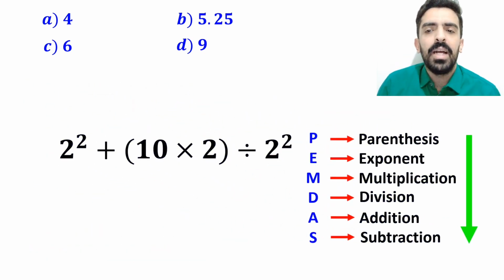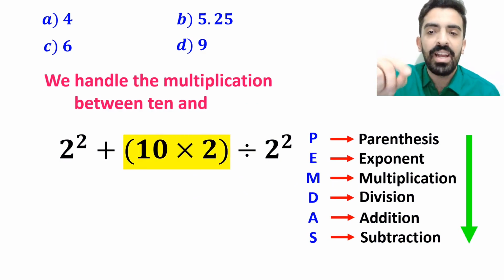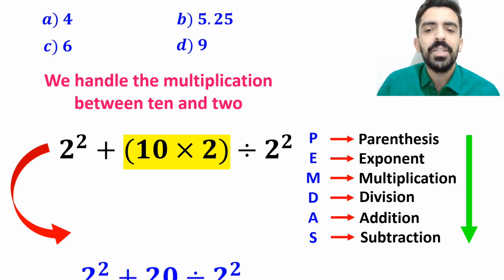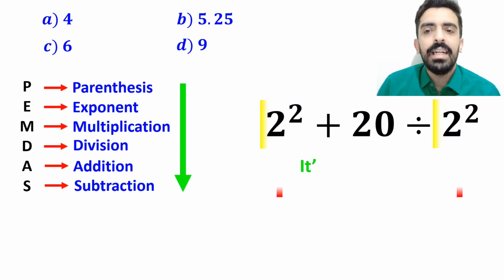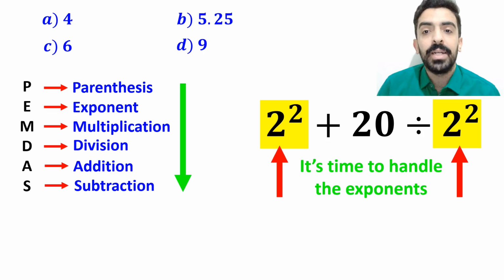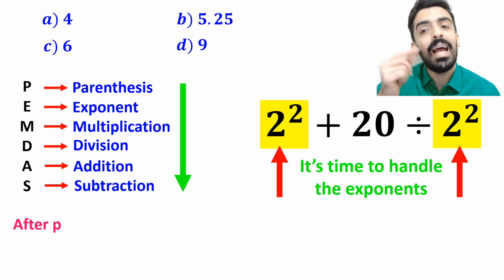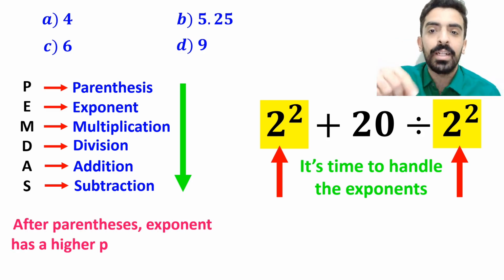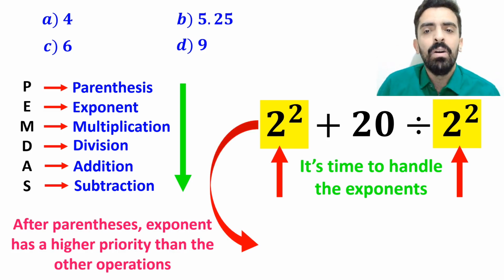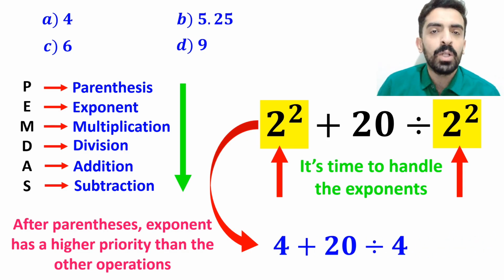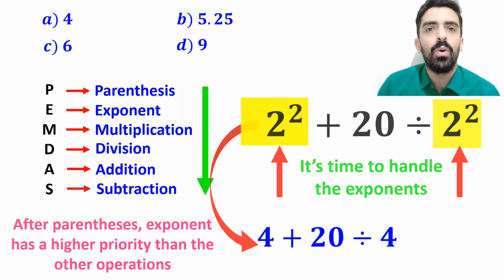And the next step, we handle the multiplication between 10 and 2, and this expression simplified to 2 squared plus 20 divided by 2 squared. Next, it's time to handle the exponents, because according to the PEMDAS rule, after parentheses, exponent has a higher priority than the other operations. So, we can write this expression as 4 plus 20 divided by 4.